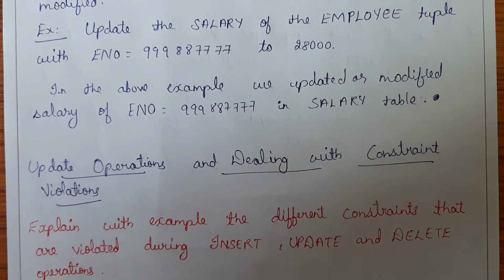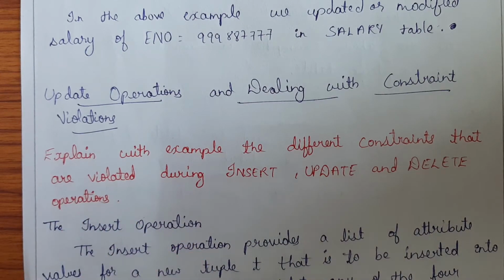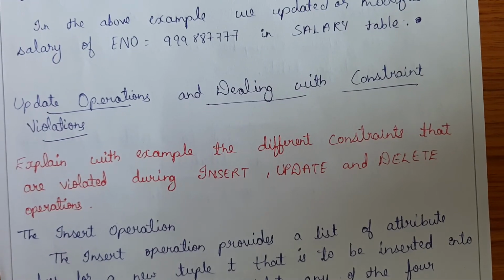What are the conditions and which conditions it should not exceed? First is the insert operation. Here the question may be asked like this: explain with example the different constraints that are violated during insert, update and delete operation. That means while we are doing these operations, we should take care that some of the conditions are satisfied and not violated. If we go wrong, then we cannot delete, update or insert any values. There are some conditions. It should satisfy those conditions, then only we can insert, update and delete the tuples.